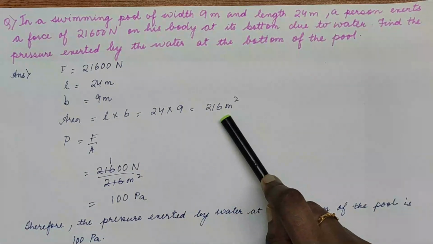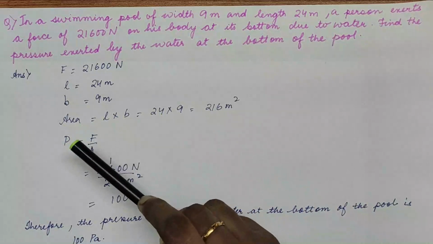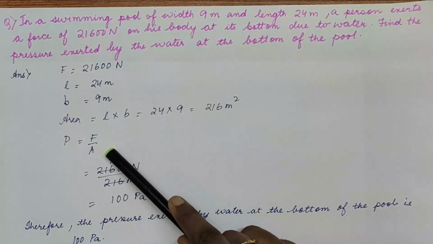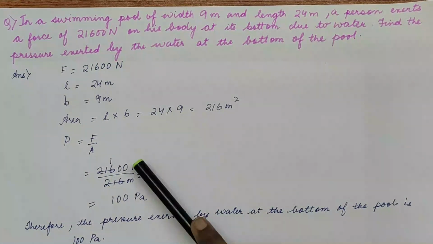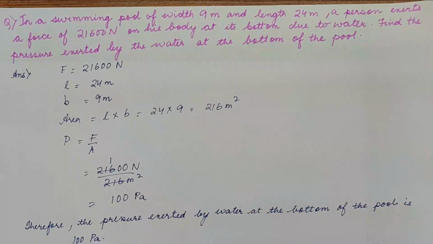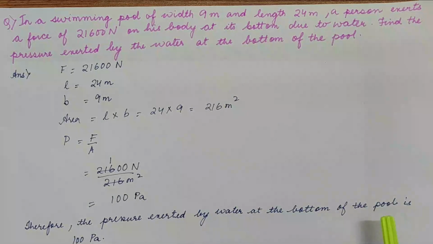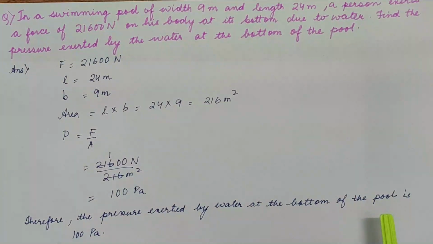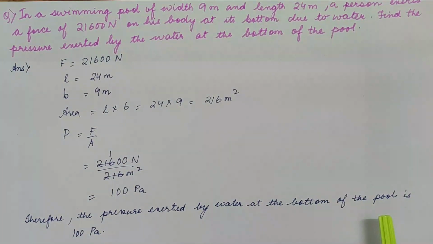So here it is 216 meters square. You know the formula of pressure is force by area. So 21,600 Newton divided by 216 meters square, it cuts and I get 100 Pascal. So the pressure exerted by water at the bottom of the pool is 100 Pascal. I'm very sure you would be able to solve the simple numericals according to your class 8 syllabus.